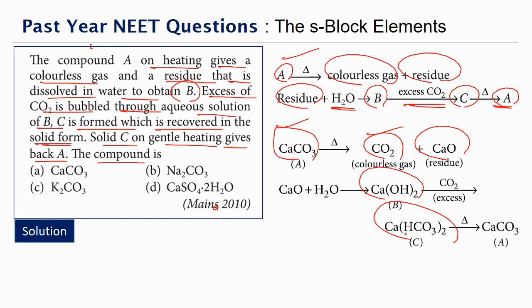So calcium bicarbonate will be in solution. When we gently heat it, we will get back calcium carbonate. So bicarbonates on heating will give us what? Bicarbonates on heating will give us the carbonates. So what is the correct answer for this? The compound A is basically calcium carbonate.